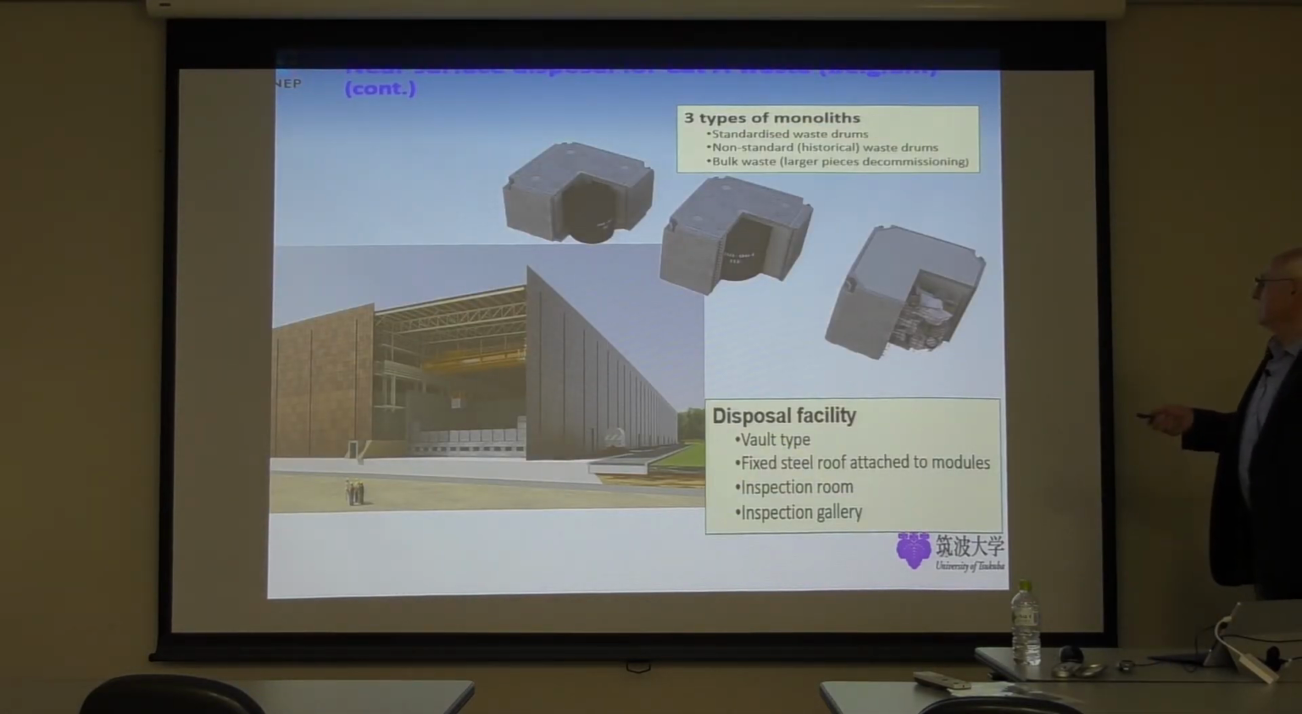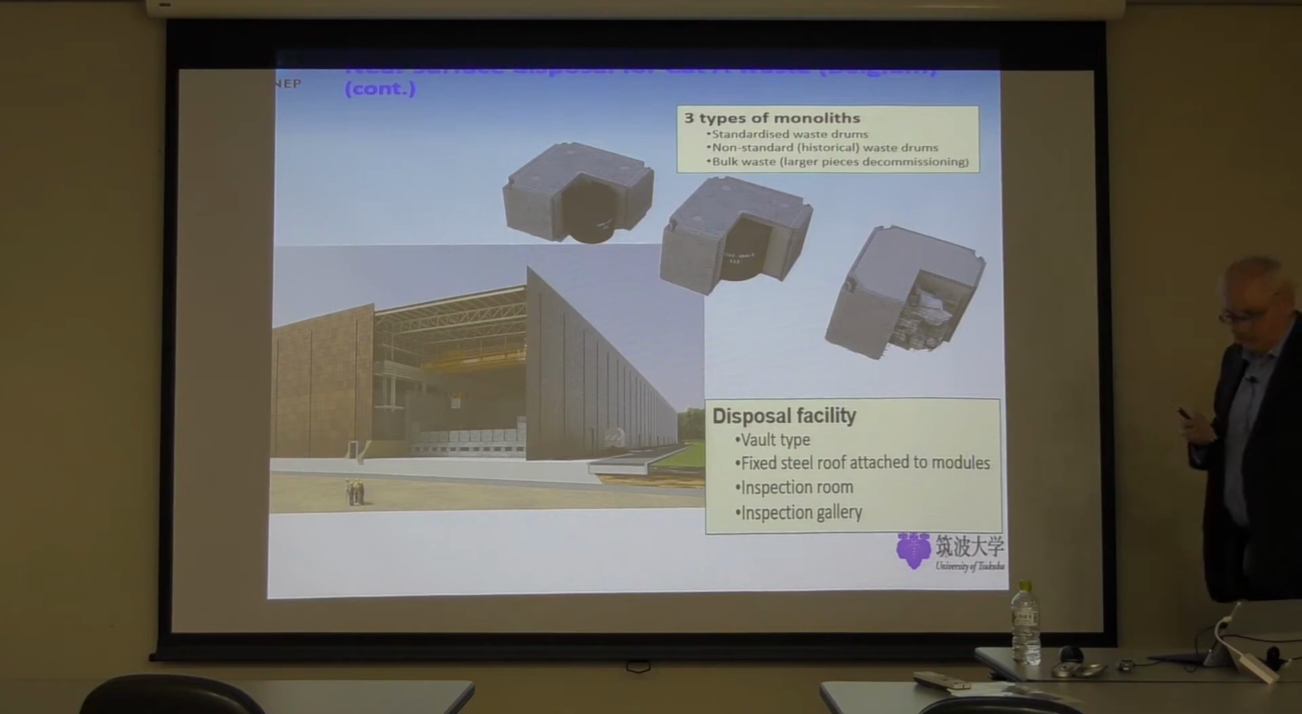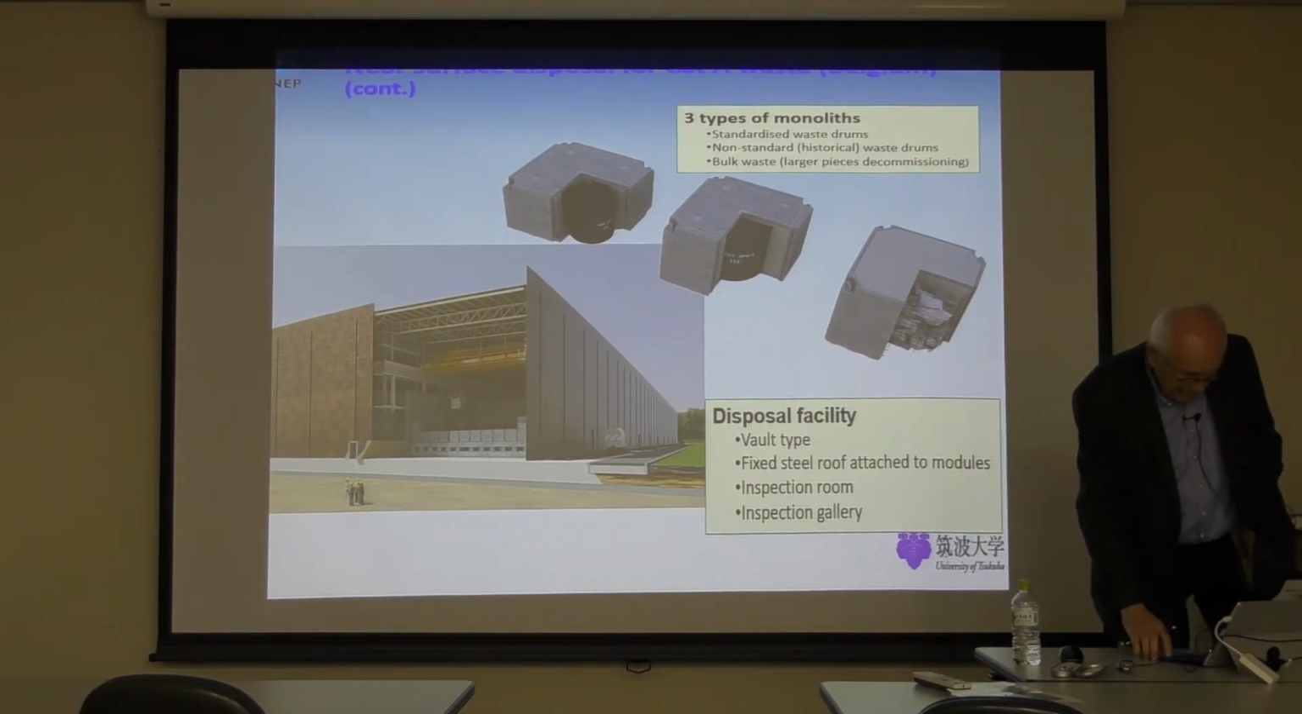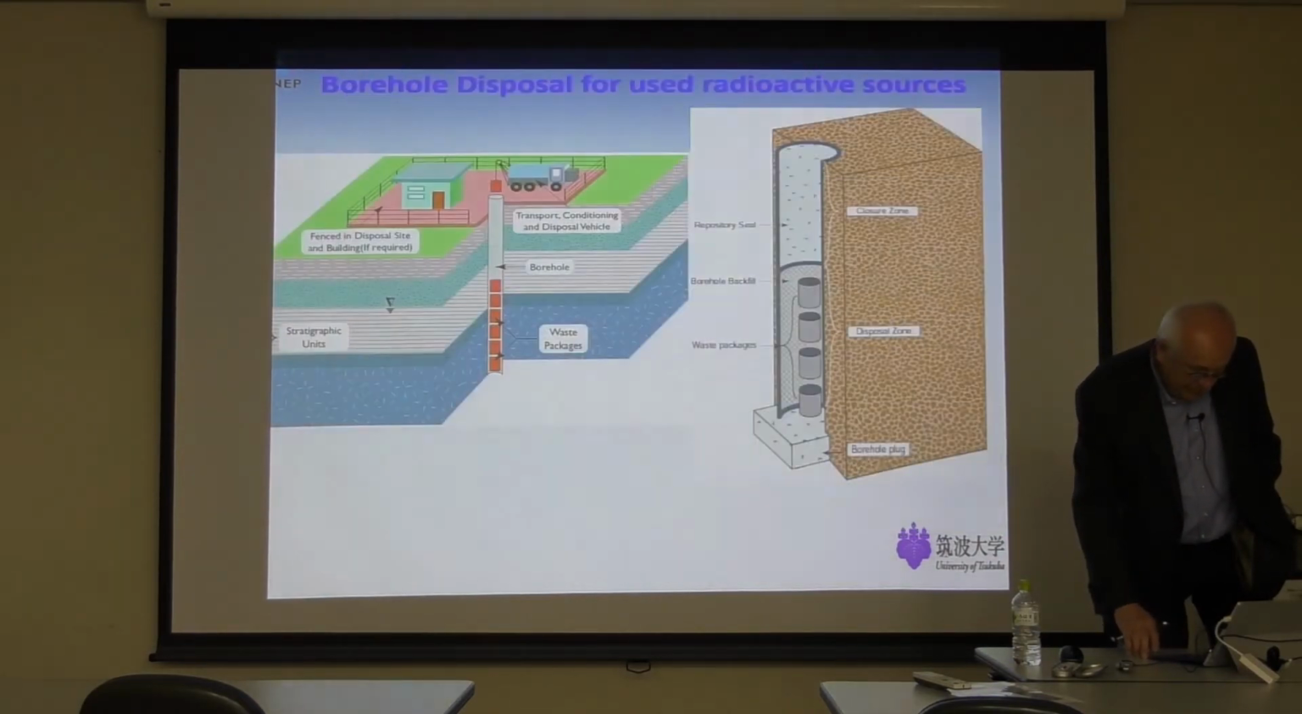This is again in this Belgium example. So there are three types of monolith which are used for the disposal of waste in this structure. And this disposal facility has a fixed steel roof attached to modules, an inspection room, and an inspection gallery to allow inspection.